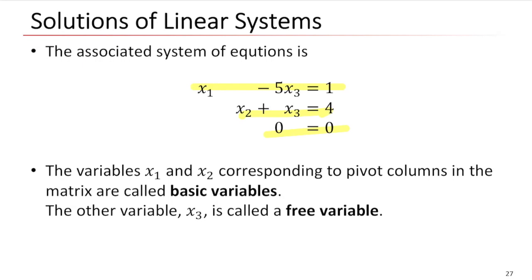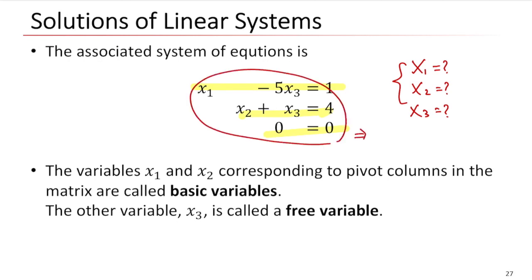So in this case, what is x1? What is x2? What is x3? Which values are satisfying these equations? Which values? Okay, let's transform this matrix like this. x1 is equal to 1 plus 5x3, x2 is equal to 4 minus x3, x3 is equal to x3. Nice.